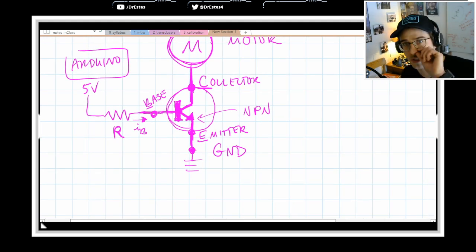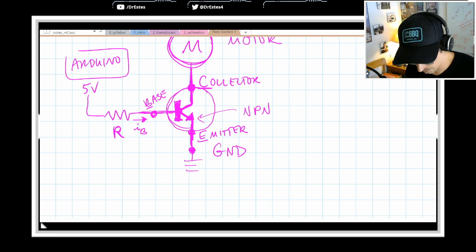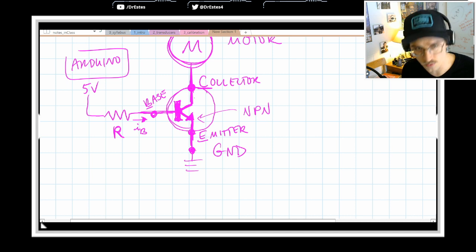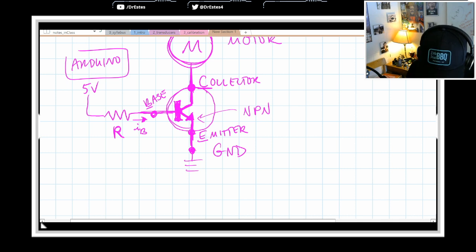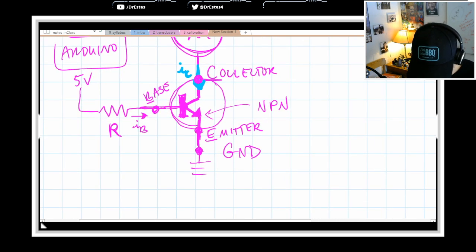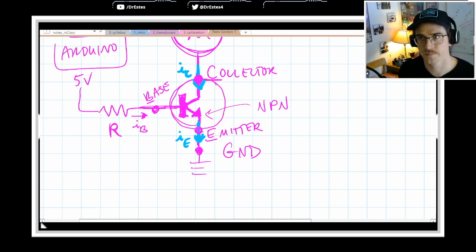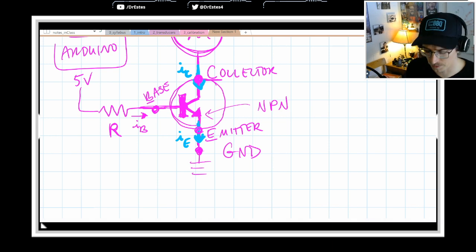This is why we want to be careful about how much current we send in there. If you send current into the base, like I said, that will open this switch and allow a certain amount of current to go through. Let's label some other currents here. Up here, let's say this is the current going into the collector, and out of here, this is the current going out of the emitter. These should be pretty close to each other: the current going into the collector and out through the emitter.